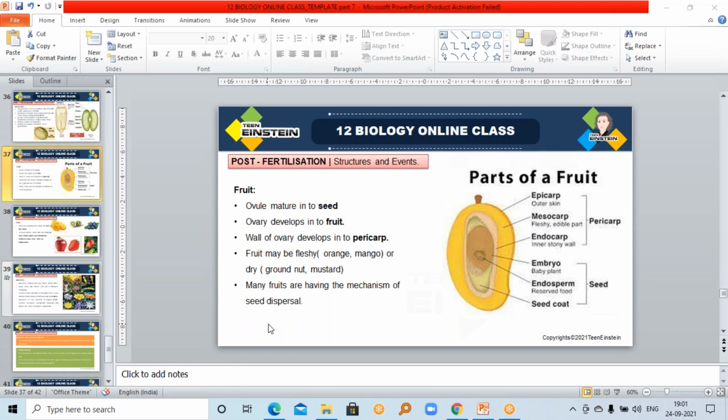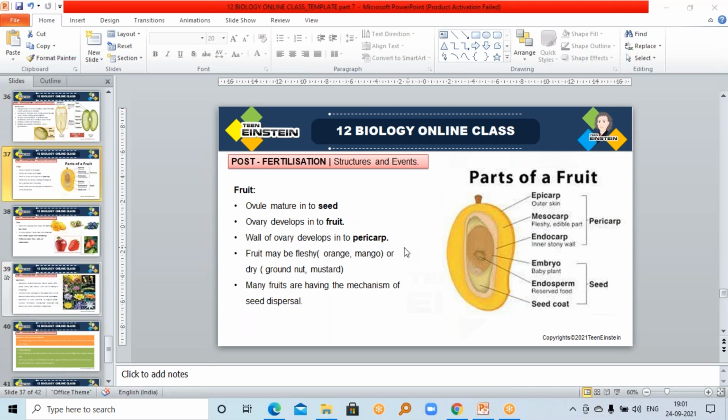Next is fruit. Here you can see the ovule matures into seed. We have already learned that. And the ovary is developing into fruit. The ovule is becoming the seed and the ovary develops into fruit. Here the seed is there, the seed coat is there, and the ovary becomes the fruit.